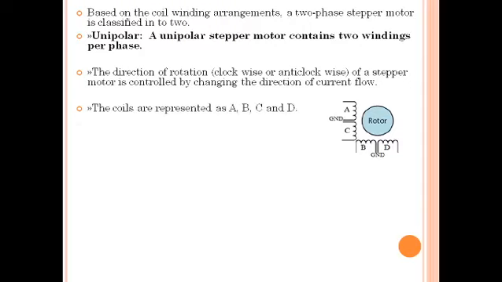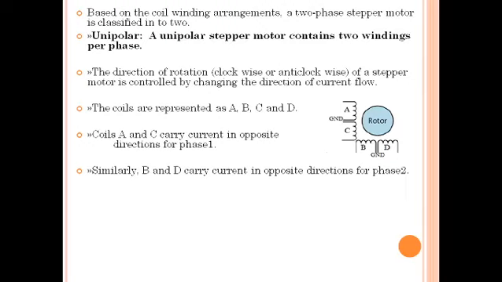And the coils are represented as A, B, C and D. Coils A and C carry current in opposite directions for phase 1. Then similarly, B and D carry current in opposite directions for phase 2 here.